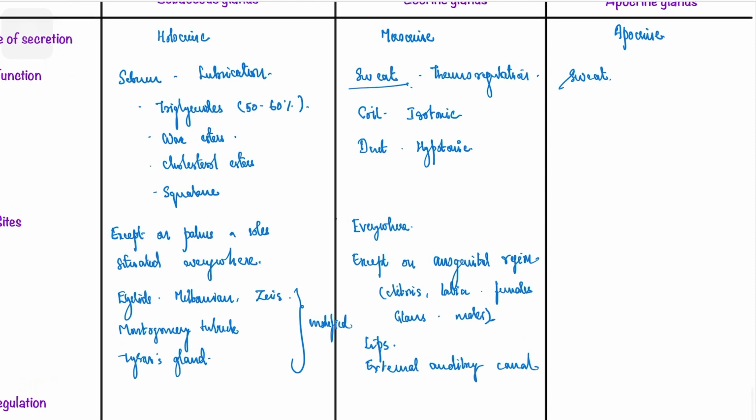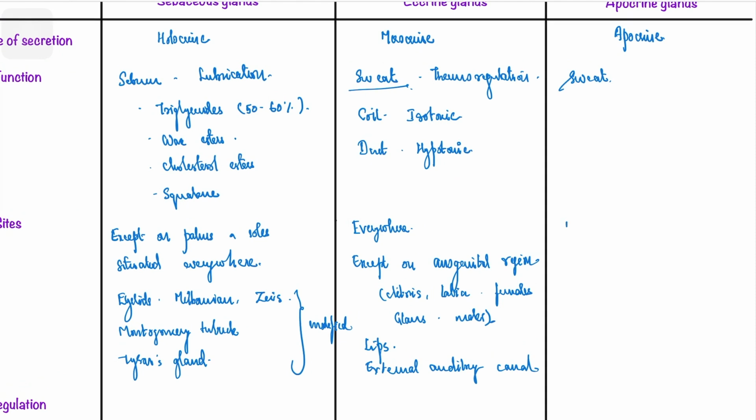So where are these apocrine glands situated? These apocrine glands are situated over sites like the axilla, nipple, areola, and in the anogenital region.